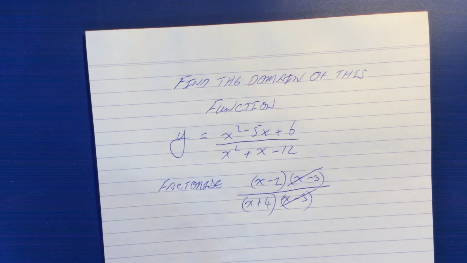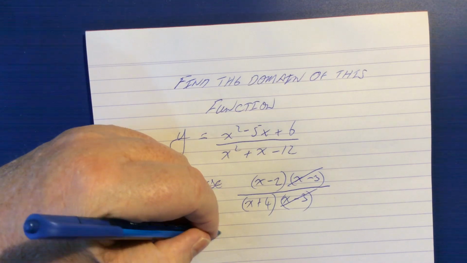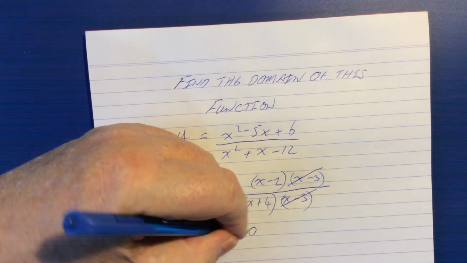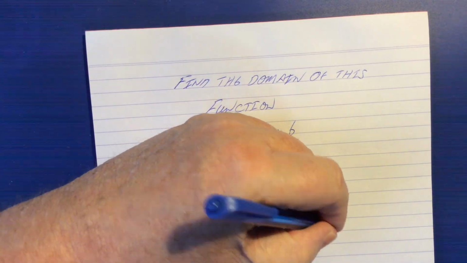Now, the burning question is, when and where will this function not work as such? Where is there a point at which we get nonsense? And the answer is when the denominator is 0. So if we ask the question, x plus 4 equals 0, what is x? We get x is equal to negative 4.